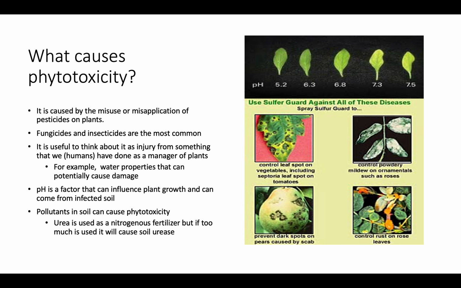Considering that, think about pollutants in soil, not only from garbage, but also the acidic rain in some areas in Canada. Urea is a common example, as it is used as a nitrogenous fertilizer, but if too much is used, it will cause soil urease. So on the right, you can see how pH affects the plants, and below you can see how fungicides and insecticides can harm the plant by usually causing spotting and vein removal on the plants, and it can even completely remove the chlorophyll from the cells of the plant wall, causing the whitening that you see on the right.